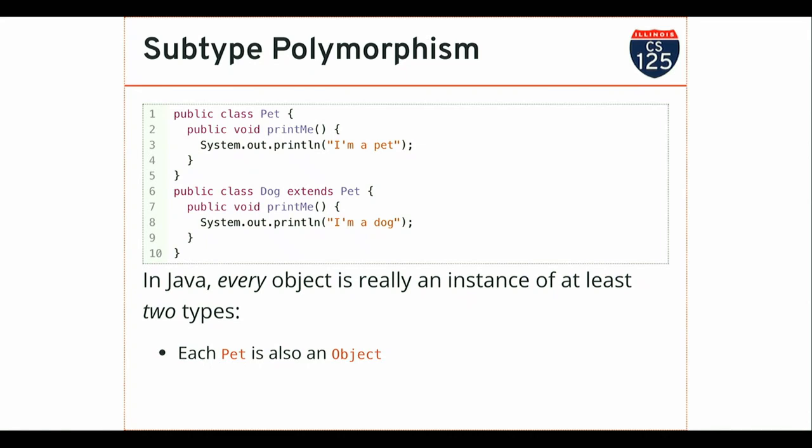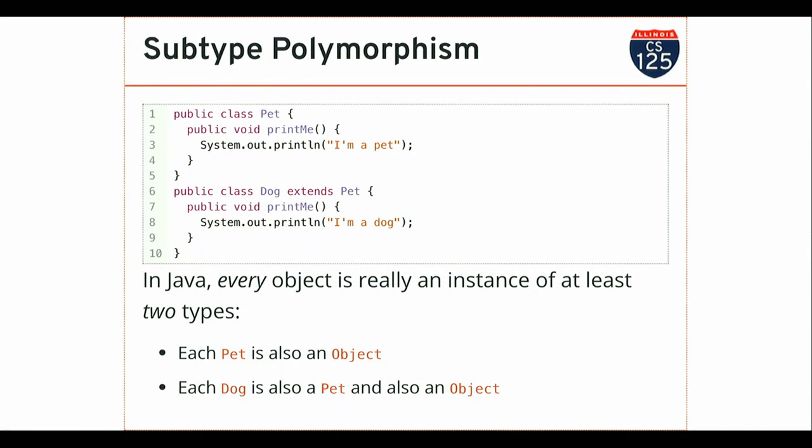It's whatever you declare it as, and also an object. And it can be more than that, depending on if it's part of a class tree. So every pet here is also an object. As a pet, it has a method called printme, so as a pet, I can call a method called printme. As an object, it has a method called toString and equals and hashCode and all those built-in object methods. So as it's moving around in your program, it's both a pet and an object at all times.